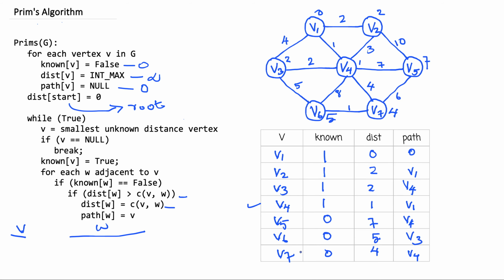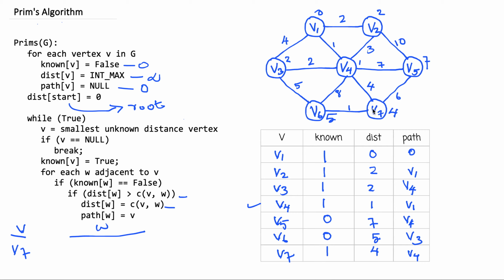Next I have to look for the smallest unknown distance vertex. Among these, the smallest unknown distance vertex is V7. So my V will be V7. Then I will update the known status of that V7 to true. So this value would be 1.